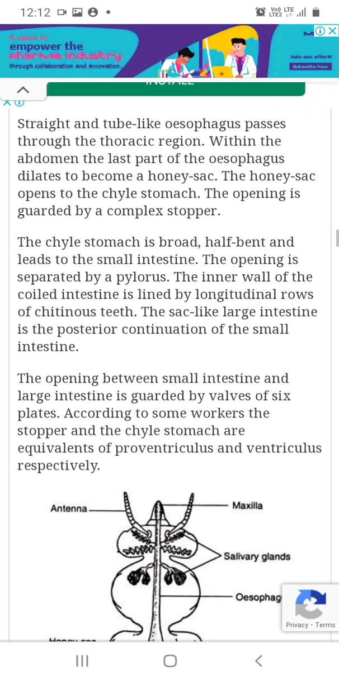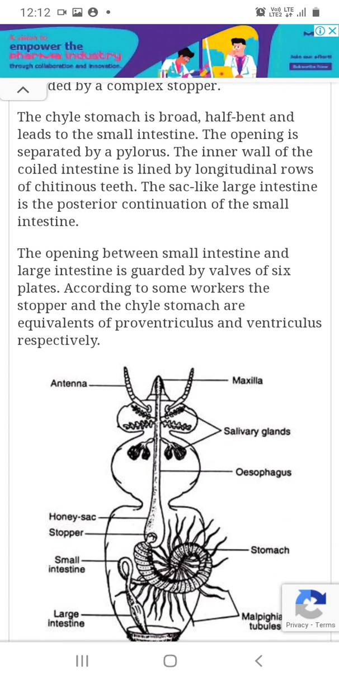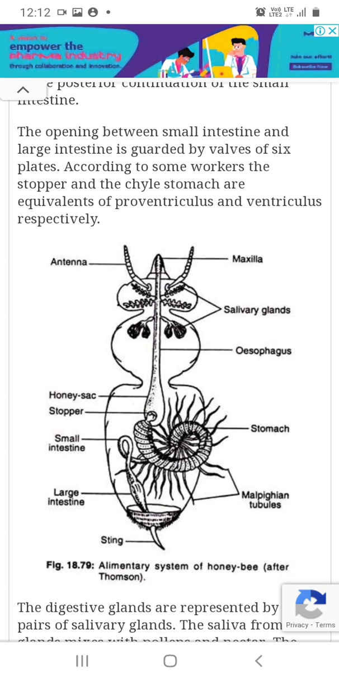Stomach is guarded by a complex valve. The stomach is broad, half bent, and leads to the small intestine. The opening is separated by a pylorus. The inner wall of the coiled intestine is lined by longitudinal rows of chitinous teeth. The sac-like large intestine is the posterior continuation of the small intestine. The opening between small intestine and large intestine is guarded by a valve of 6 plates.